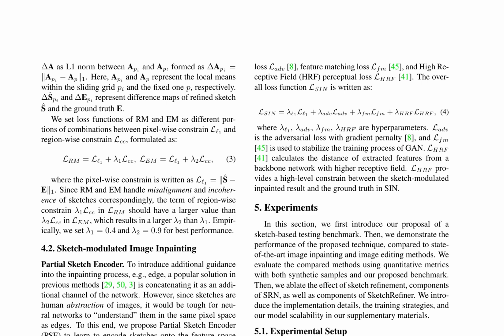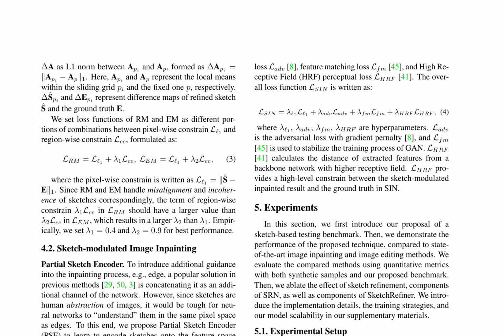The weights of the region-wise constraint, lambda1 and lambda2, are set to 0.4 and 0.9, respectively. A partial sketch encoder, PSE, is proposed to learn to encode sketches onto the feature space and extract informative features from them. The PSE uses gated convolution in the first two layers and selects a series of coarse-to-fine features from the last four layers. These features are then aggregated to the texture restoration module, TRM, to modulate the inpainting process.